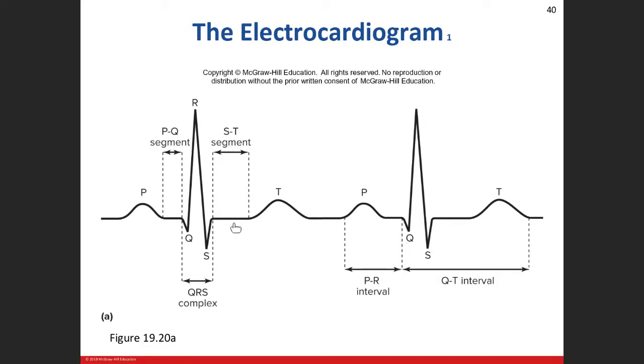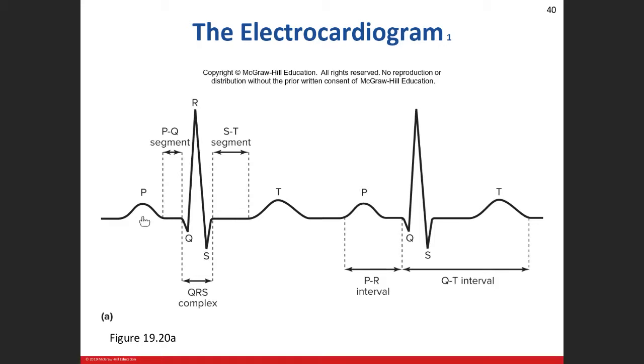So what contracts first in the heart cycle? Which part of the heart contracts first? Out of the 4 chambers, which 2 chambers contract first? Yeah, the atria, the top 2. So I don't even have to put the slide up here. This PQ segment is going to be representing atrial contraction. The ST segment is going to be ventricular contraction. That's what we're going to see.